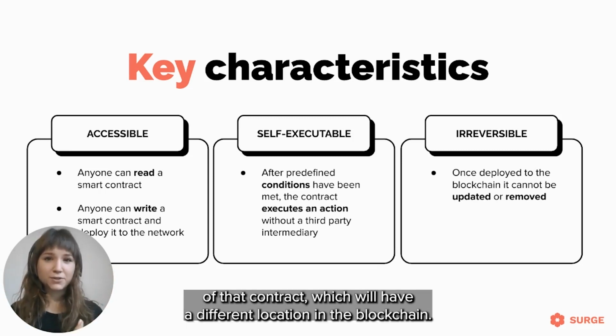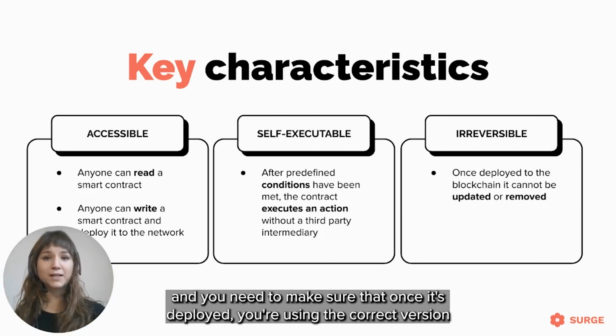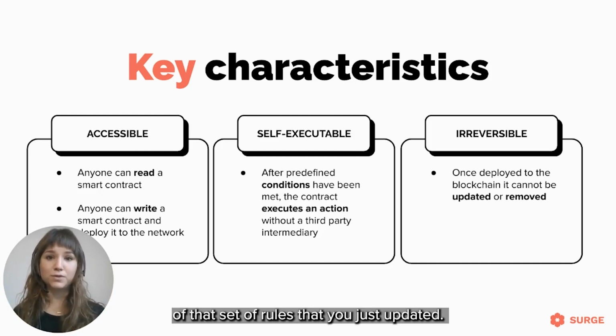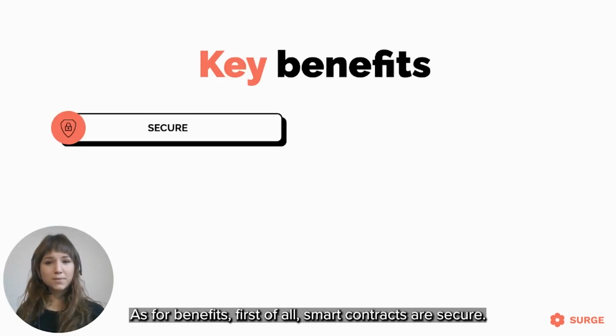which will have a different location in the blockchain. It will have a kind of like a different address within the network. And you need to make sure that once it's deployed, you're using the correct version of that set of rules that you just updated. As for benefits, first of all, smart contracts are secure.